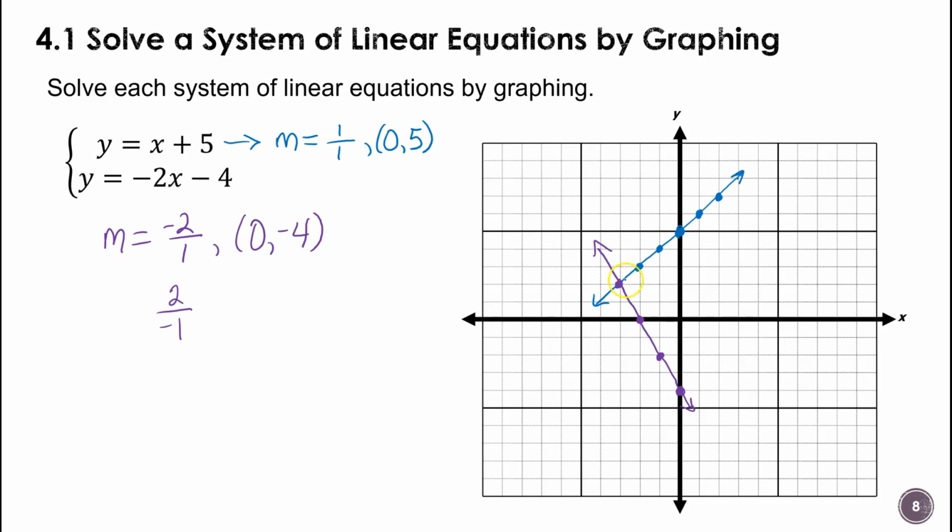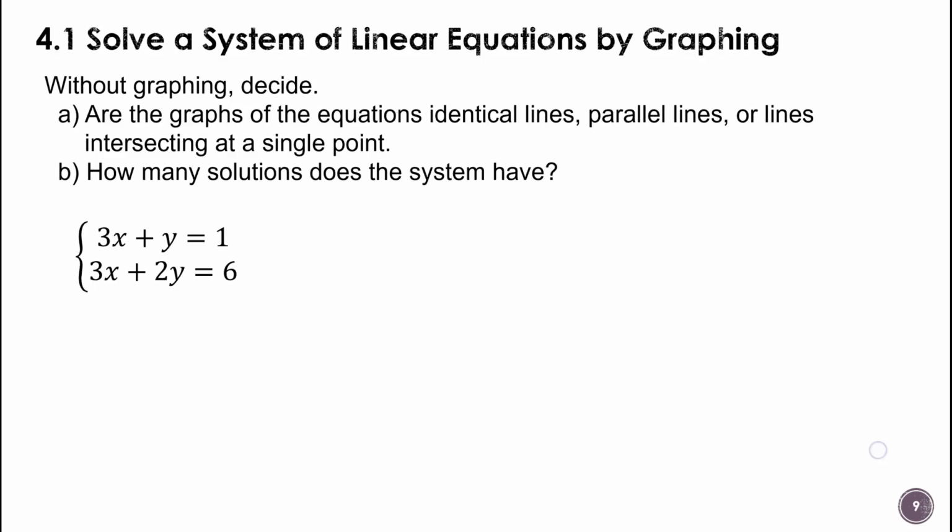So now we are going to name this point of intersection, and that is a solution of -3, 2. And there we have it. Okay, so that's the last graphing question. Now we're going to check to see what kind of solutions we have. Are they the same line? Are they parallel lines? Do they intersect at a single point? And how many solutions does the system have?